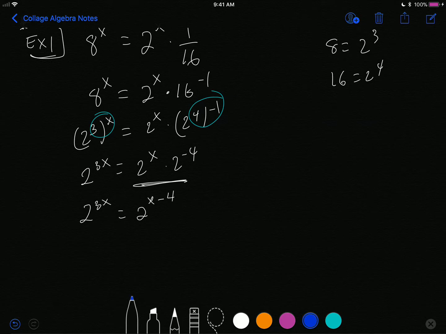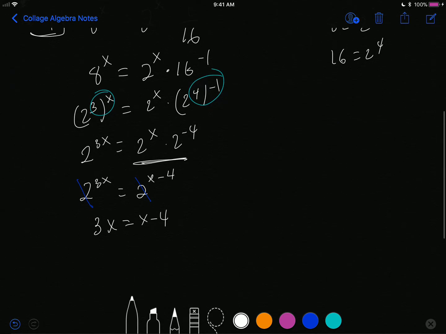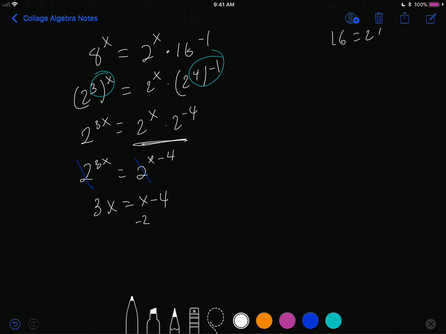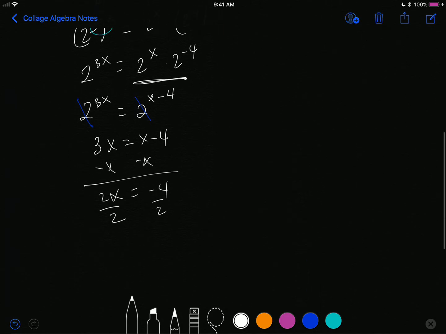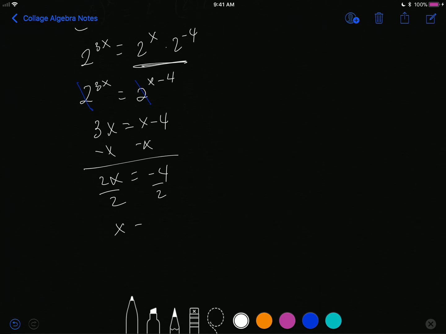Now, finally, I can crush those 2s. So I can say, hello, Mr. 2. See you later. And so that leaves me with 3x is equal to x minus 4. And this is a 2-step process. Subtract x, and so 2x is equal to negative 4, divide by 2, and so x is equal to negative 2. And lo and behold, we have an answer.